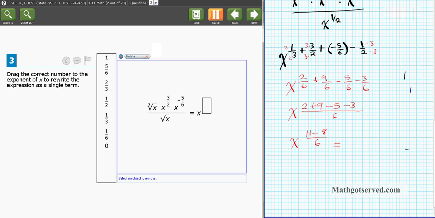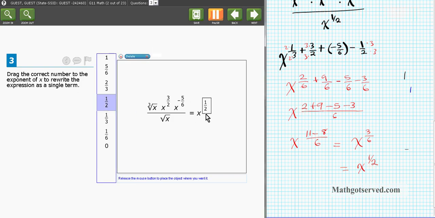So that gives us x to the 11 minus 8 is 3 over 6. And when you reduce that, you have x to the 1/2. Okay, so that's the power that we're going to have when we simplify this expression. All right, so all we do is drag 1/2 and put it right here, and that will be our final result.